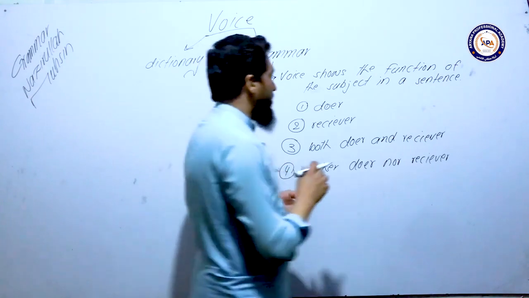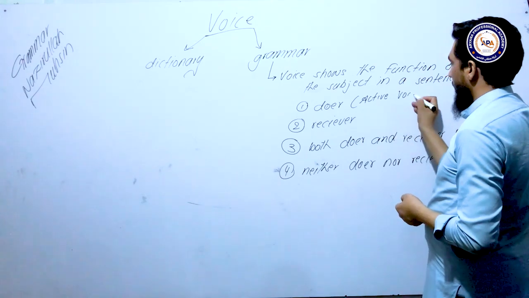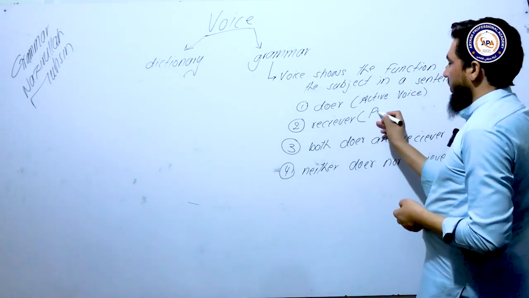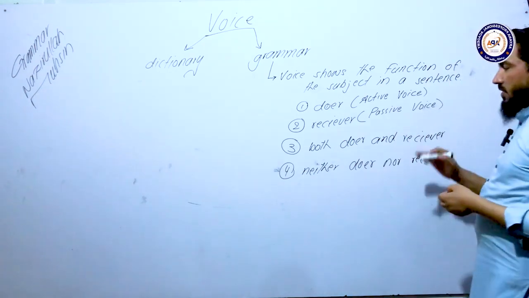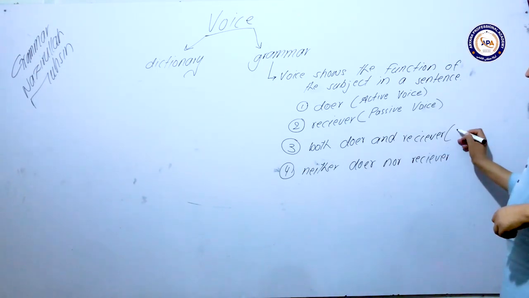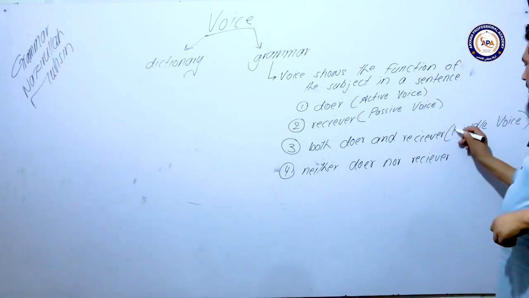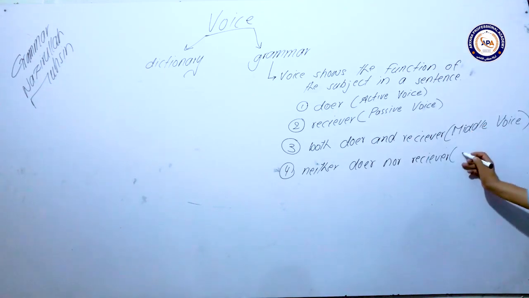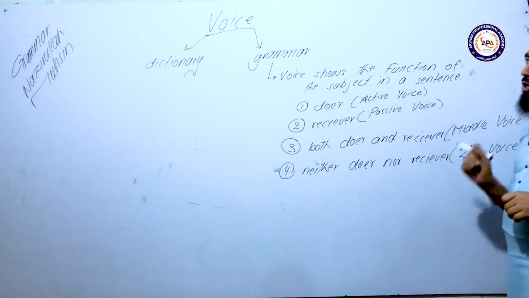When the subject is the doer of an action, this is called active voice. When the subject is the receiver, this is called passive voice. When the subject is both the doer and the receiver in the same sentence, this is called middle voice. And when the subject is neither the doer nor the receiver, this is called zero voice. This is the general concept of voice in grammar.